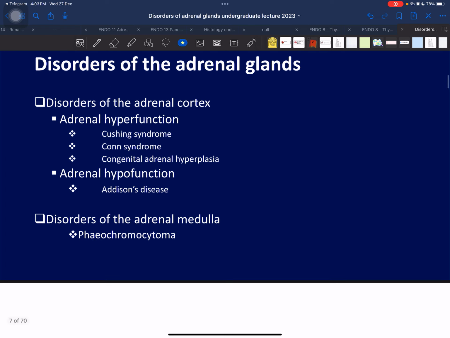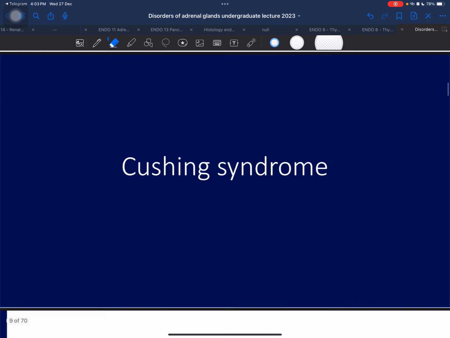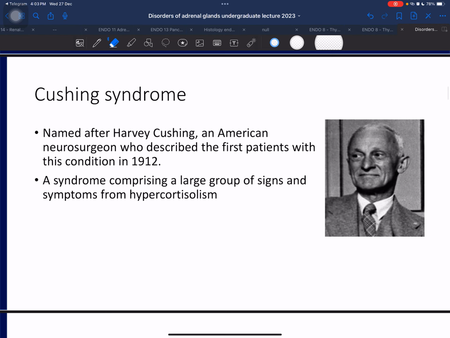Okay, Cushing syndrome, as its name suggests, is named after Harvey Cushing, an American neurosurgeon. When we talk about Cushing syndrome, you hear this thousands of times in your life. It is basically a syndrome that comprises signs and symptoms from hypercortisolism, too much cortisol production or secretion. Okay? Now, causes of Cushing syndrome, I've divided into exogenous and endogenous causes.